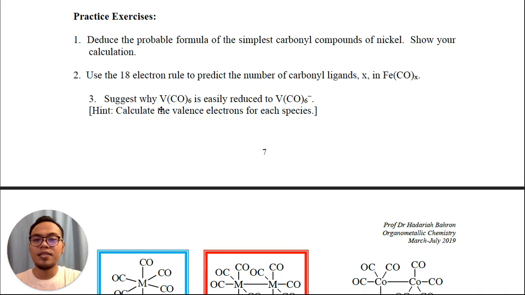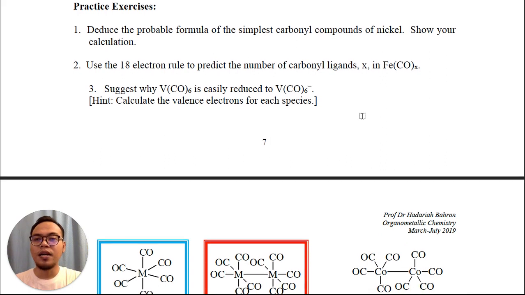And then the third one suggests why vanadium hexacarbonyl, V(CO)6, is easily reduced to its negative form. In order to understand this, you have to calculate the valence electrons for each species. So which one is more stable? That is the hint for this answer. So I think we are okay with these practice exercises.